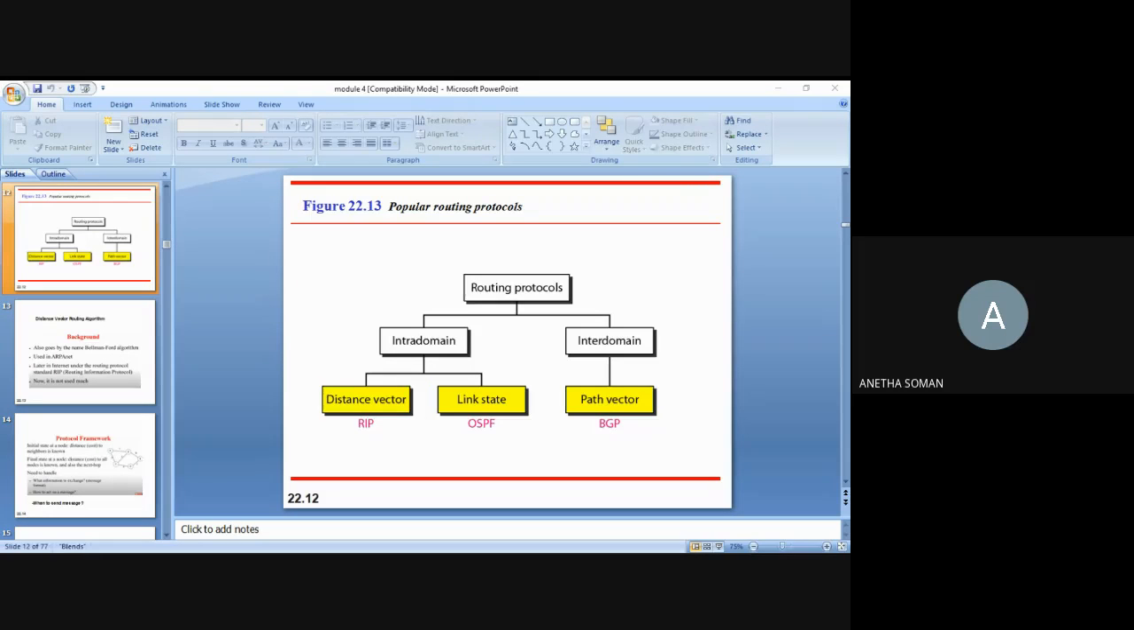Now I have told you that every internet is considered an autonomous system. You can have different types of routing protocols: one is intra-domain and the other is inter-domain. Inside the autonomous system, it is called intra-domain or internal routing, and between autonomous systems, it is called inter-domain or external routing. The two important types of intra-domain routing are distance vector and link state, which you will study in your next class.